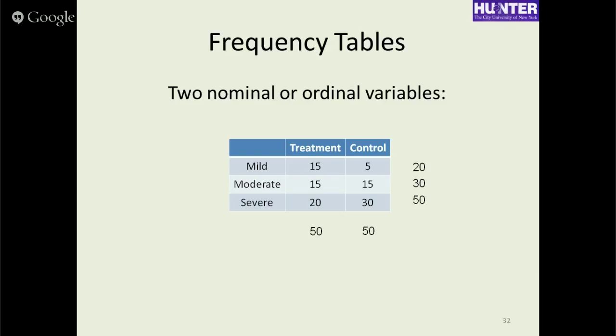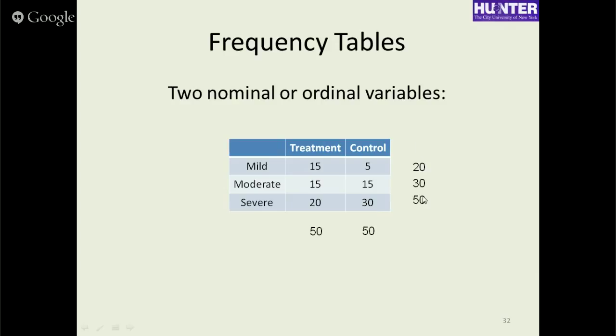So when we have two nominal or ordinal variables, we can make a two-way frequency table, which this is an example of. So instead of just having one row or one column, as before, we have rows and columns. And it's just adding up the number of records with each pair or each possible combination of these two variables, treatment and pain. If you have three variables, then you would have to do this as a series of two-way frequency tables.